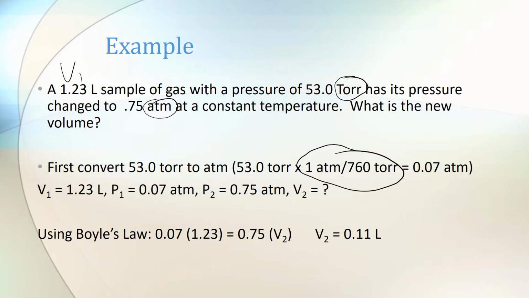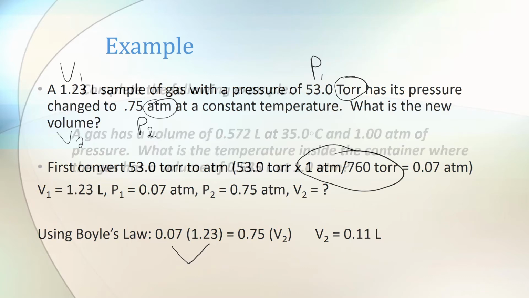Then I can identify my variables. Let's call this V1. They tell me that this 53 torr, or 0.07 atmospheres, is P1 because this pressure describes that volume. The new pressure, or P2, is 0.75. We want V2. So we have Boyle's law here, and as you can see below, we plug in P1V1 equals P2V2. Multiplying these two together, we can then divide both sides by 0.75 to get our answer.